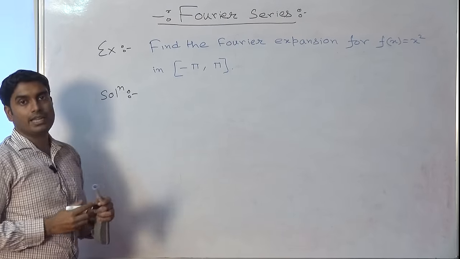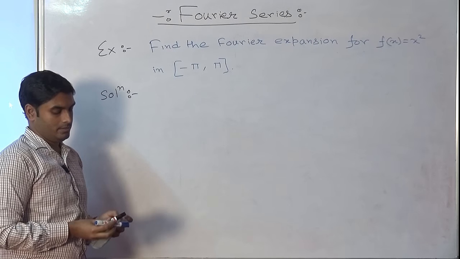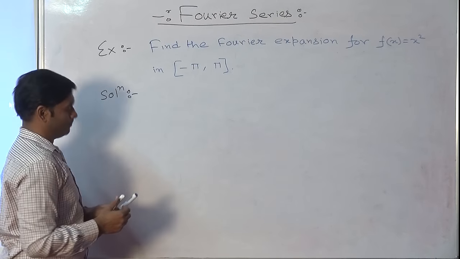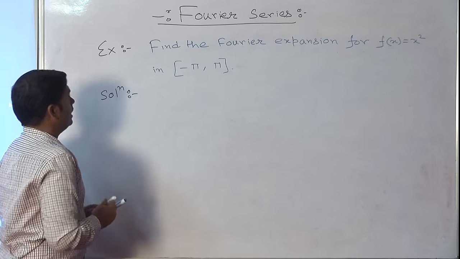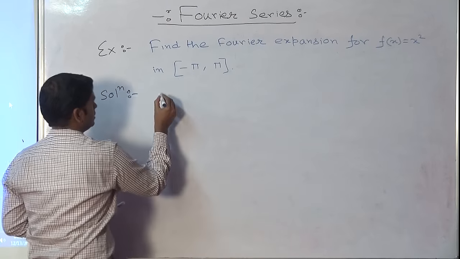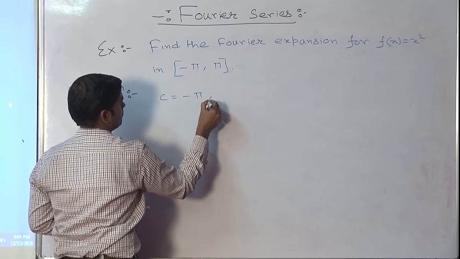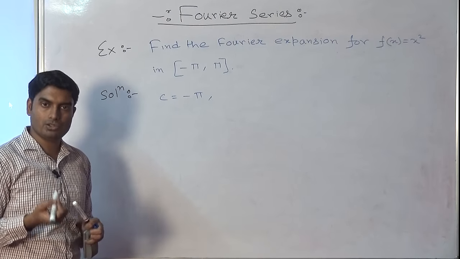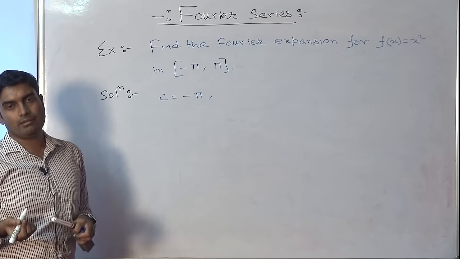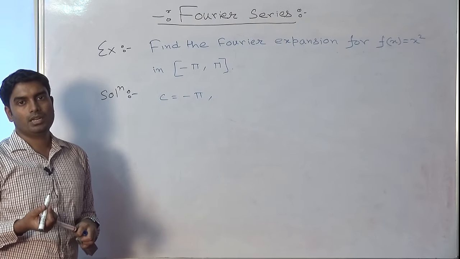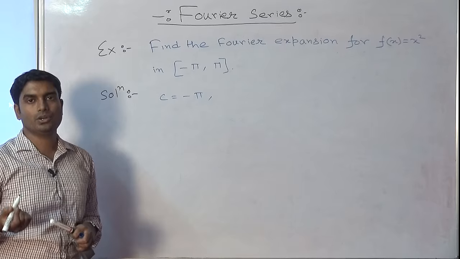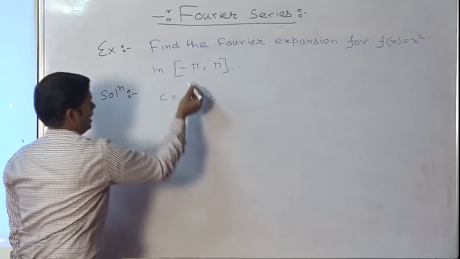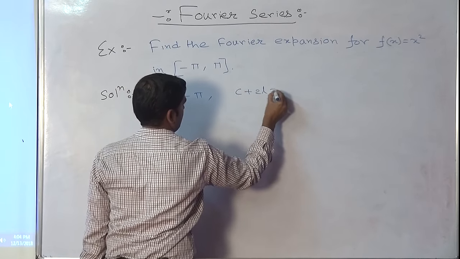Now first we have to find what L is. So how to find L? First we write c is minus pi, because in our definition the function is defined up to c plus 2L. So that is any general interval. From that we can find any interval: minus pi to pi, or 0 to 2 pi, or any arbitrary interval. So c is minus pi here and c plus 2L is pi.